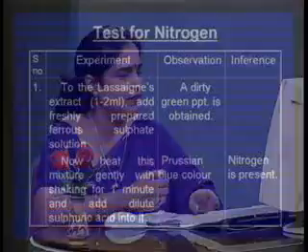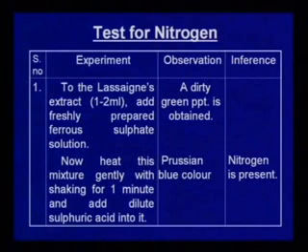That means whether your compound contains nitrogen or nitrogen is absent, you should get the dirty green precipitate. Then heat the test tube gently with shaking for 1 minute and add dilute sulfuric acid. You get a Prussian blue color. You have to write the Prussian blue color in the observation, and the inference will be nitrogen is present. Or what is the other option? That your compound doesn't contain nitrogen. So instead of Prussian blue color, you write that you won't get any color. So no color, nitrogen is absent.